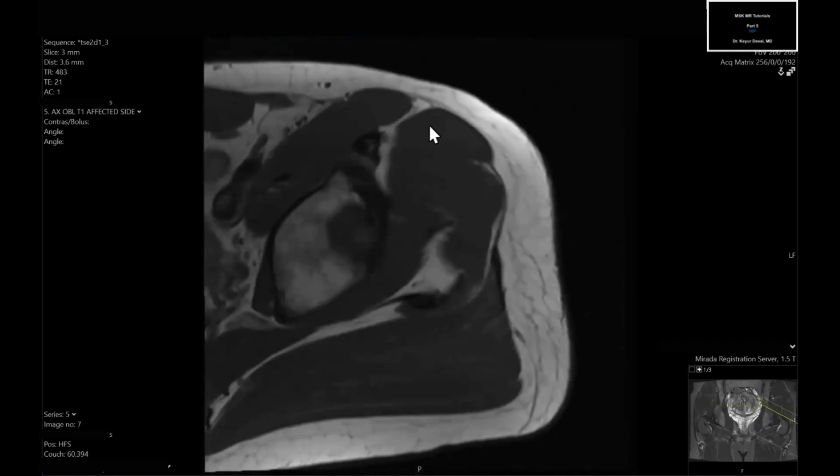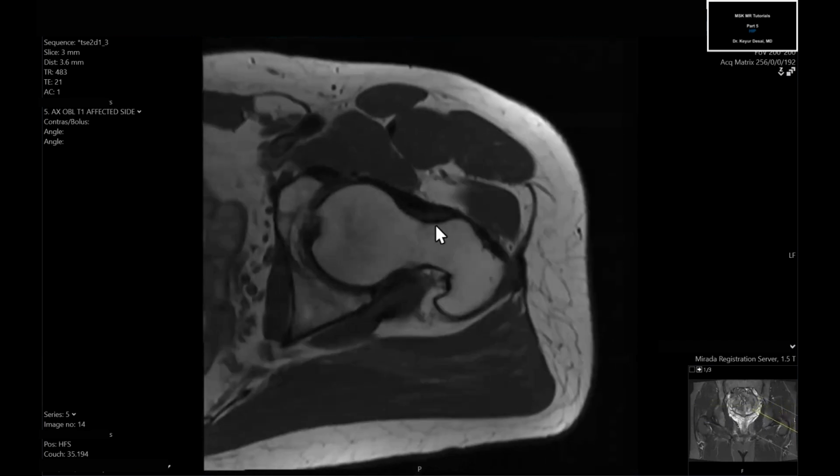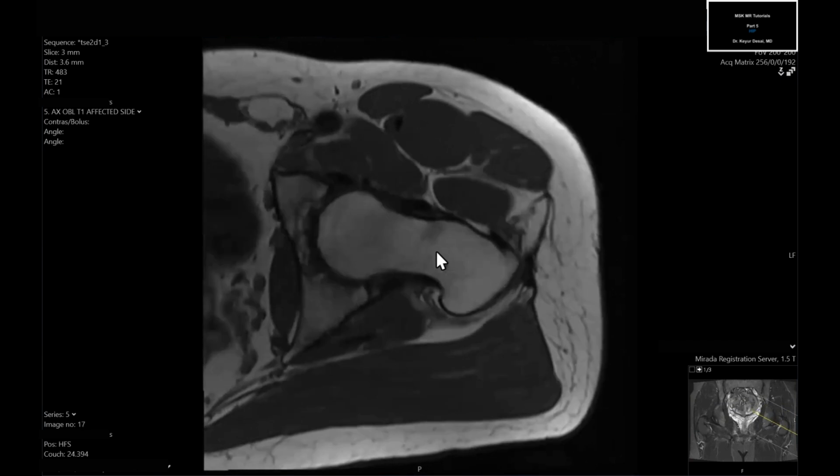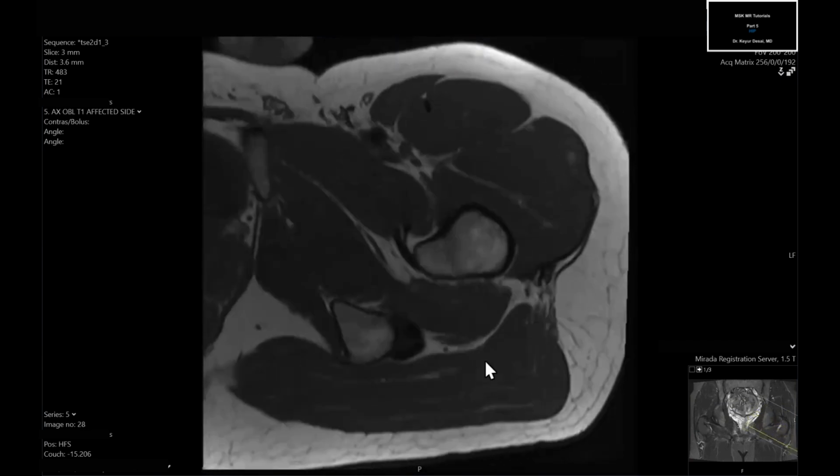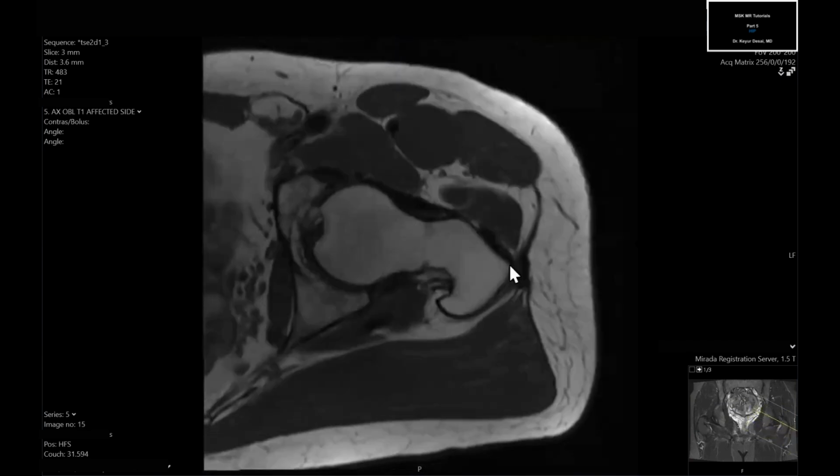This axial T1 oblique sequence is used to evaluate the junction of the femoral head and neck to see if there maybe is cam-type morphology or an osseous excrescence here, which can contribute to a femoroacetabular type impingement, whether it's pincer or cam-type morphology, which can predispose patients to having labral abnormalities.